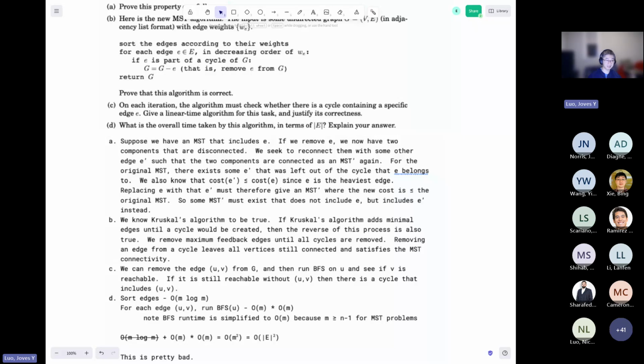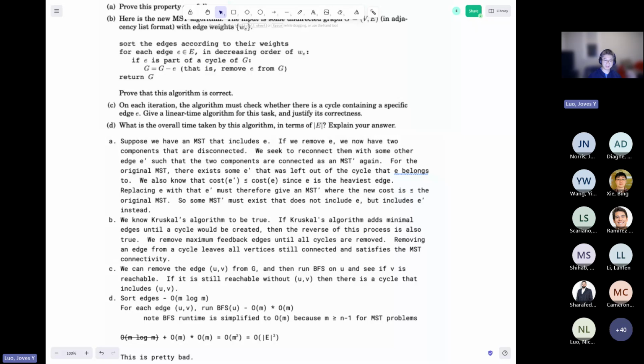So this is saying, suppose that E is the heaviest edge and it was part of an MST. When we take it out, there must have been another edge among this cycle that was less than our unique heaviest edge. Replacing E with E prime must therefore give an MST where the new cost is less than or equal to the original MST. So some MST must exist that does not include E, but includes E prime instead.